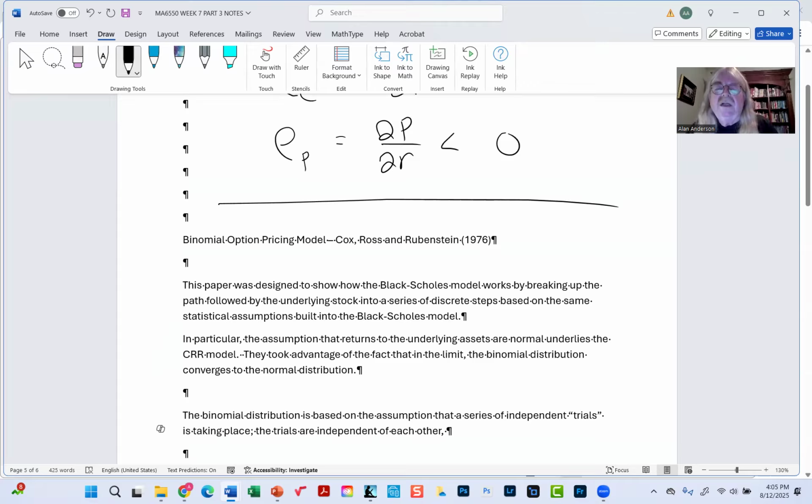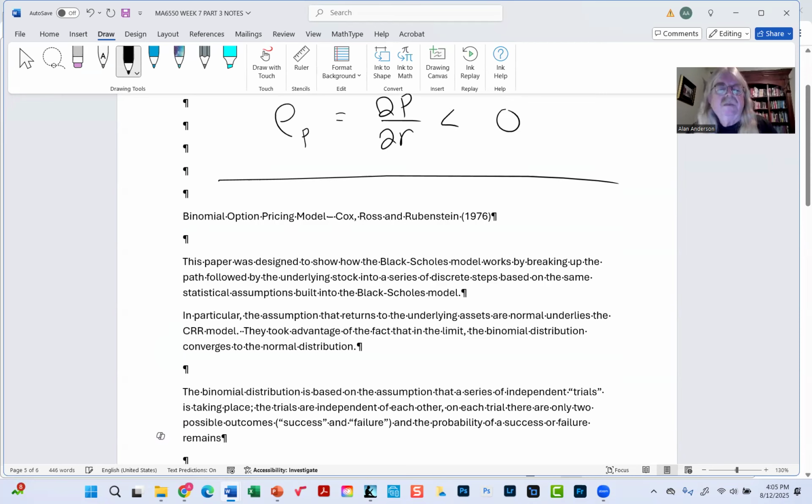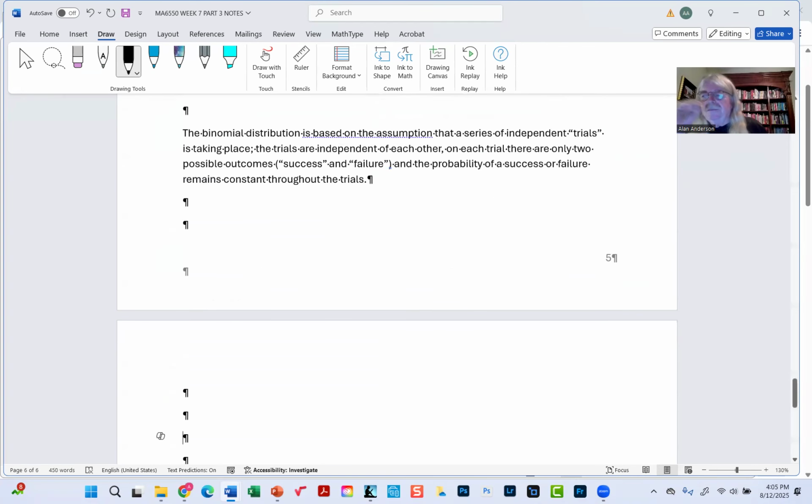And even more importantly, on each trial there are only two possible outcomes, and they're called success and failure. And the probability of success or failure, for that matter, remains constant throughout the trials. Okay, if we have enough trials, the distribution converges in the limit to the normal distribution.